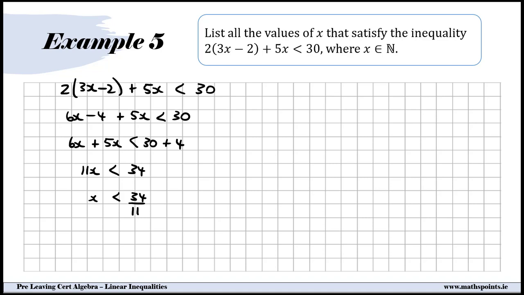So we want to write this as a mixed number just so we can write down the list of the solutions. So 34 over 11, 11 goes into 34 3 times with 1 remainder. So 34 over 11 is the same as 3 and 1/11. So the question says to list the solutions, and we're looking for only natural number solutions that are less than 3 and 1/11. And so listing the solutions, the natural numbers that are less than 3 and 1/11 are 1, 2, and 3. And there's no need for a number line if they don't ask us for one.